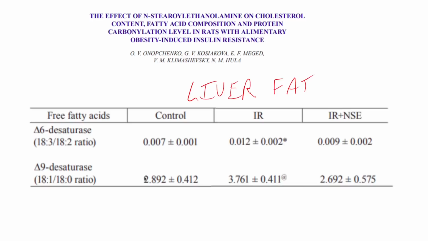And this is SCD1. It went from 2.9 in the controls to 3.8 when they were insulin resistant. And if you give them the SEA, it goes all the way back to 2.7.